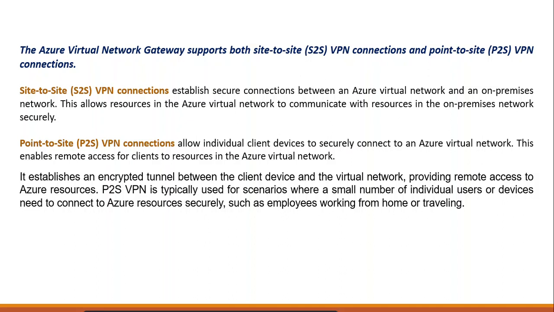so this will basically help to establish an encrypted tunnel between the client device and the virtual network, providing remote access to Azure resources. So basically this point-to-site VPN is typically used for scenarios where employees need to connect to Azure resources with their devices. Alright, in different locations. They might be working from home and they can travel and all that. The goal is to connect securely to Azure resources.